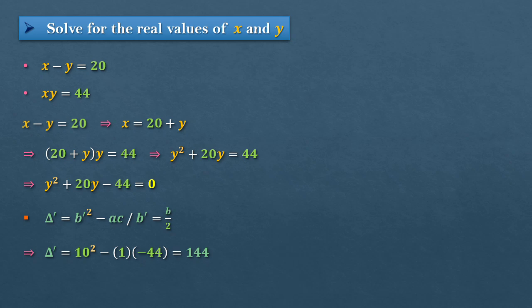144. Now the fact that the reduced discriminant delta prime is strictly positive implies that our quadratic equation admits two solutions. y1 equals negative 10 plus the square root of delta prime, all divided by 1, which gives 2. And y2 equals negative 10 minus the square root of delta prime, all divided by 1, which gives negative 22.